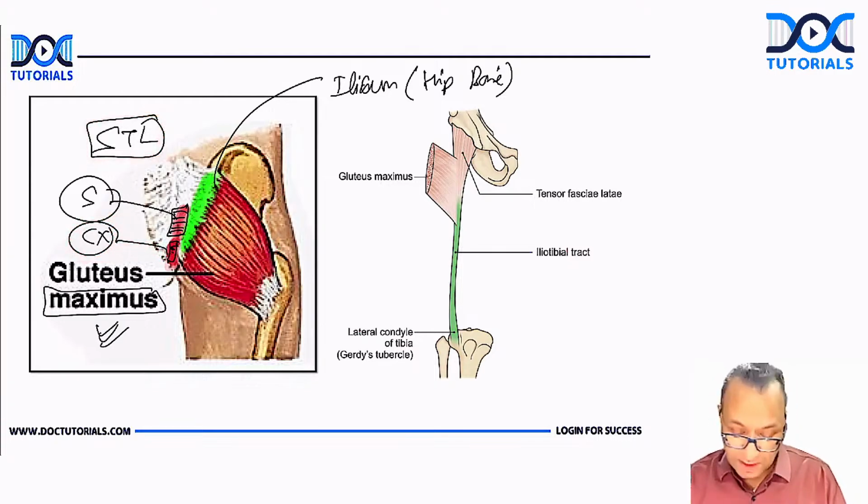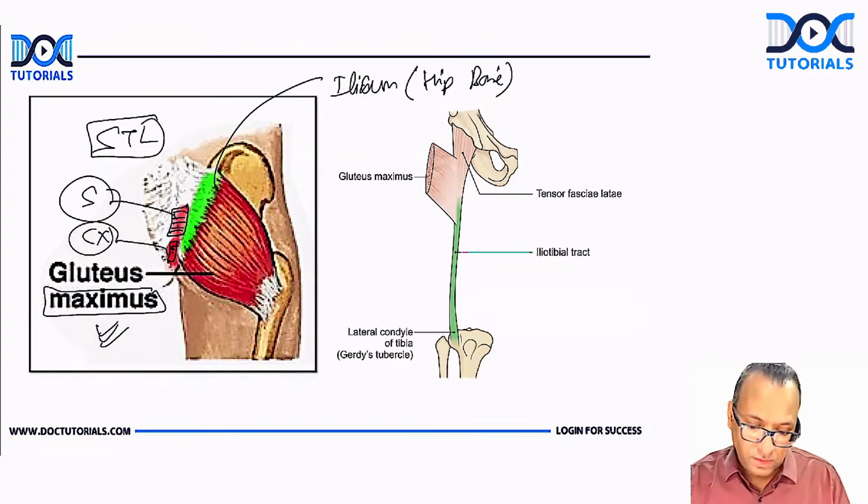What is the insertion? Insertion, 25% of fibers into the gluteal tuberosity of the upper posterior femur. So as you will see, this is the insertion. What is the insertion? Insertion is the gluteal tuberosity. So what is gluteal tuberosity?